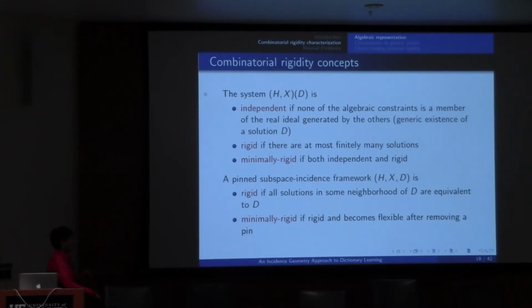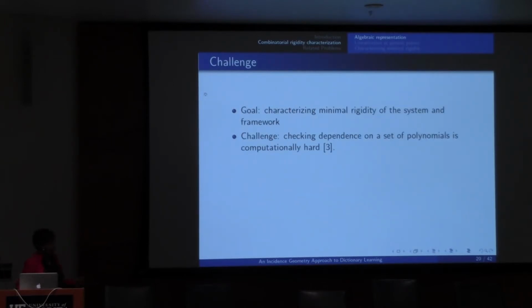We want to show that the polynomial system generally has a solution if none of them is in the ideal generated by the others, sort of. These are just equating the rigidity terminology with the existence of a solution terminology. So the goal then becomes characterizing minimal rigidity of this system and of the framework.